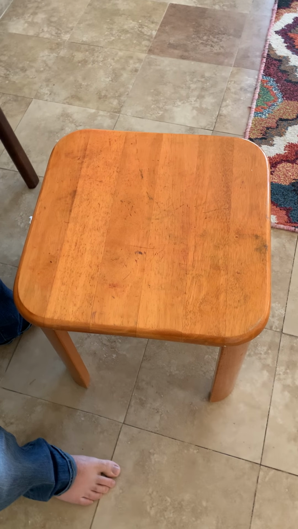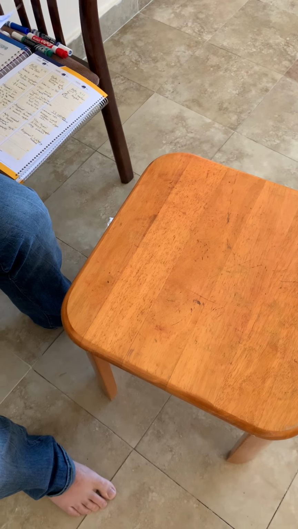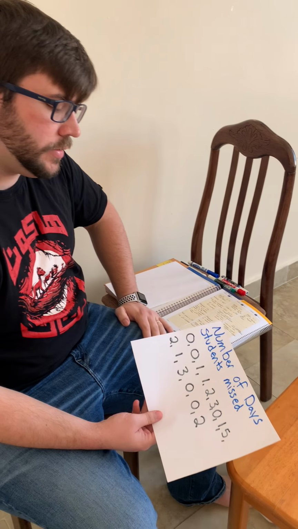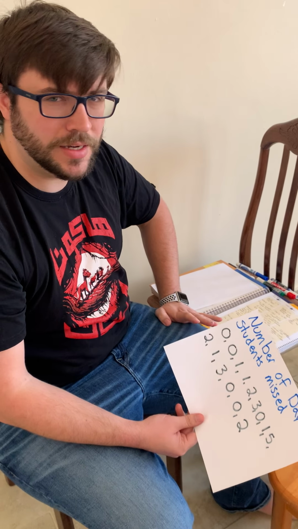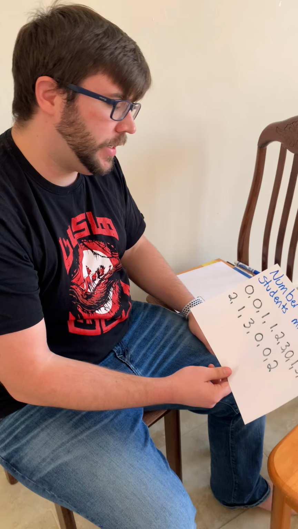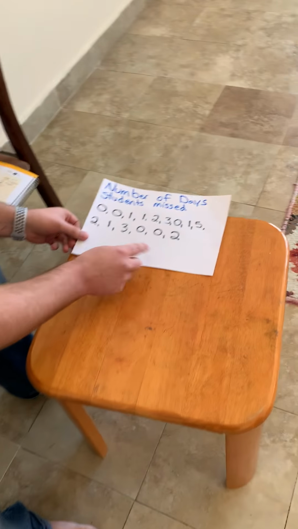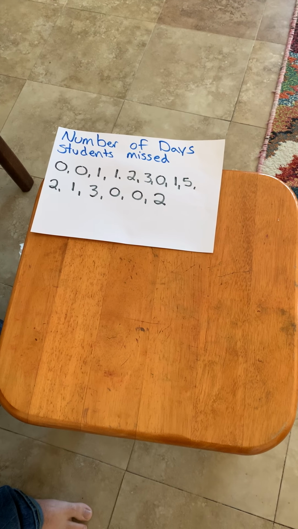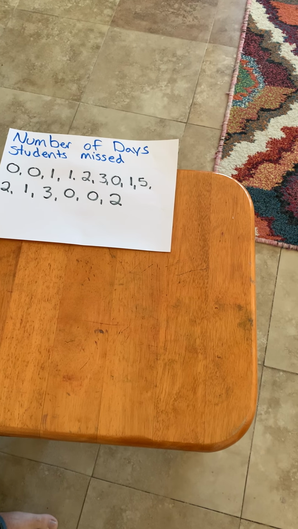So I have some things already set up. Usually you're going to be using different types of data for this. So this first one I have is number of days students missed. And in this scenario, I have about 15 kids in my class. If you look up here, these are the days that these students missed. So to start your line plot, you're going to need to make a line.